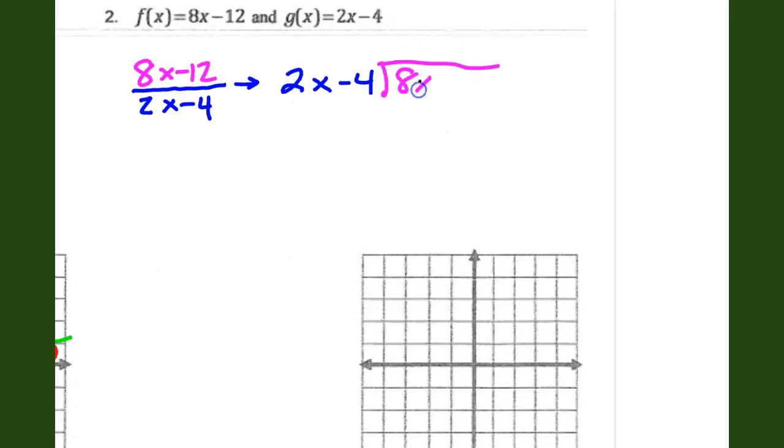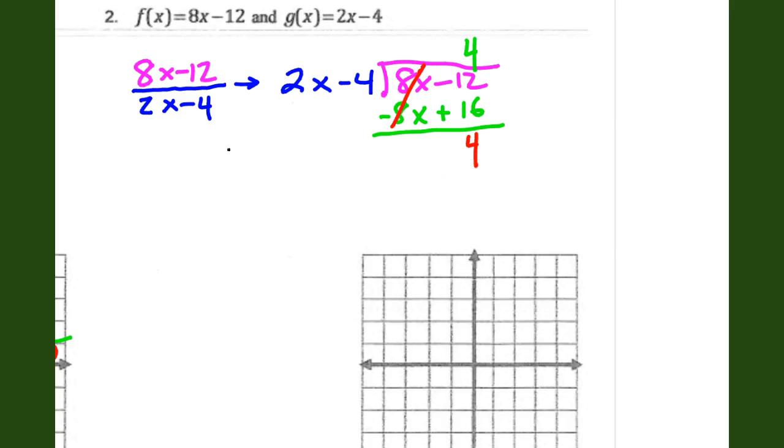We'll have 8x minus 12. And 2x goes into 8x 4 times. So we'll have 4 times 2x is 8x. Change the sign. 4 times negative 4 is negative 16. Change the sign. Positive 16. Then we can go ahead and cancel out the 8x's. We have 16 minus 12, which is 4.